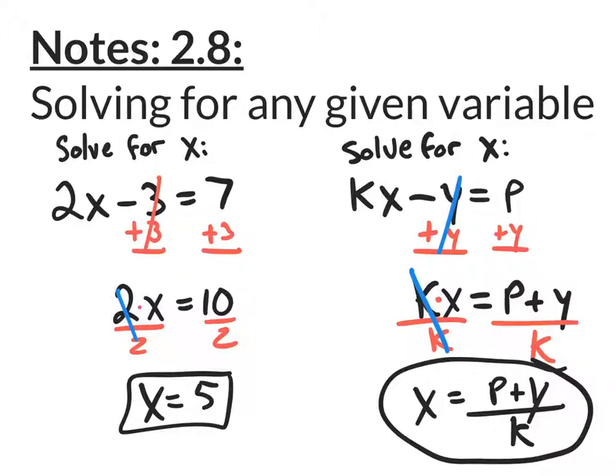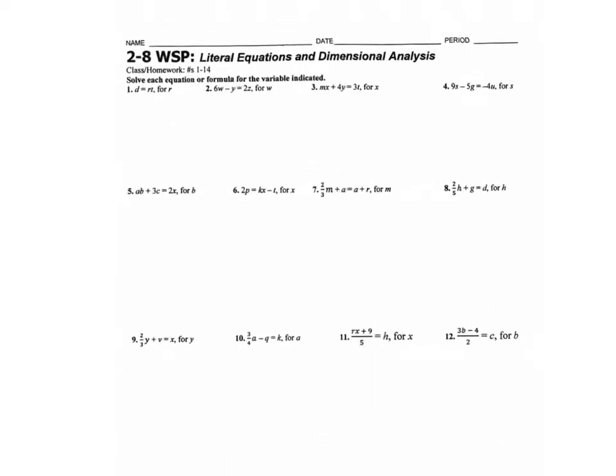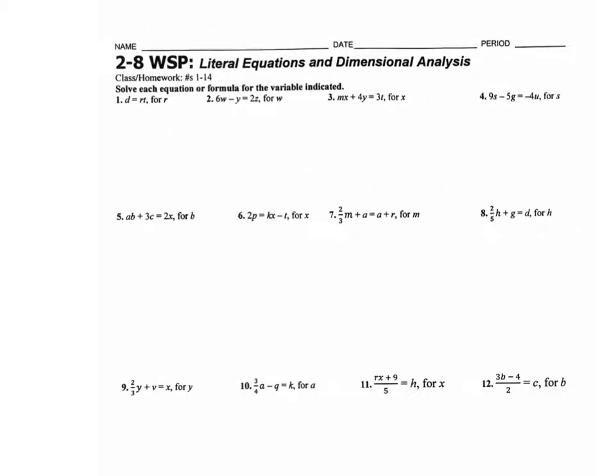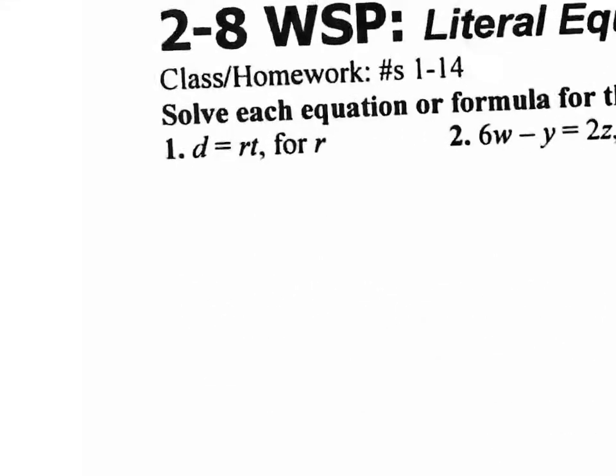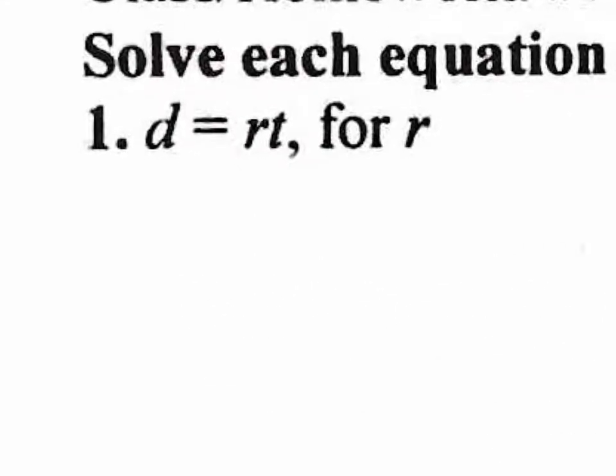So I guess the best way to prep for this is to just jump right into the homework, which is 2.8 WSP. And it's just an entire page of equations. And on each equation, they tell you what to solve for. So don't get confused. What does this mean? For r. That means solve for r. So here's r. You want to get r by itself. So since r is on the right side, you need to get r by itself on the right side.